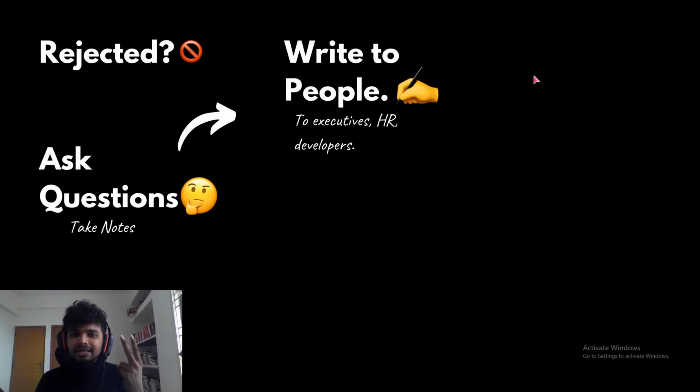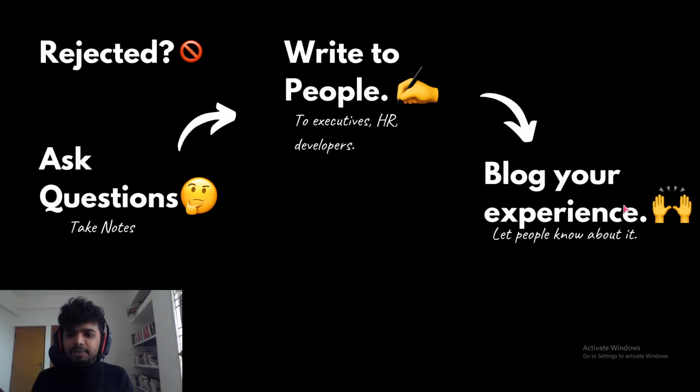All right. Second thing, write to people, to executives. If you got rejected, tell them, I'm sorry that I was rejected. Please let me know if you have any future openings. I'm fine with that. I'm a good sport. Blog your experience, not just for small roles. Do it for a big role.